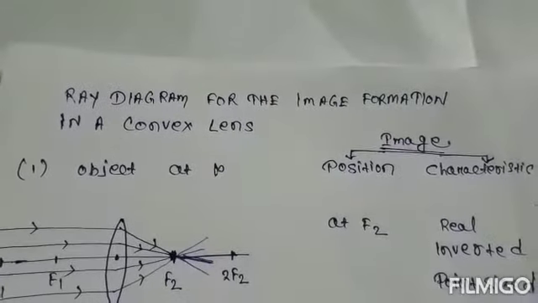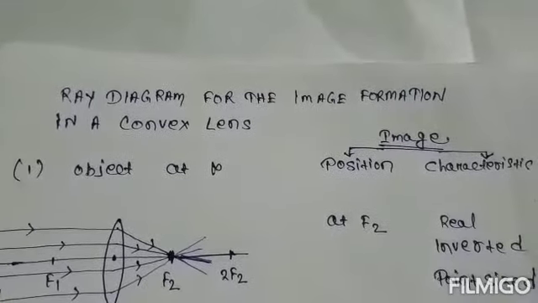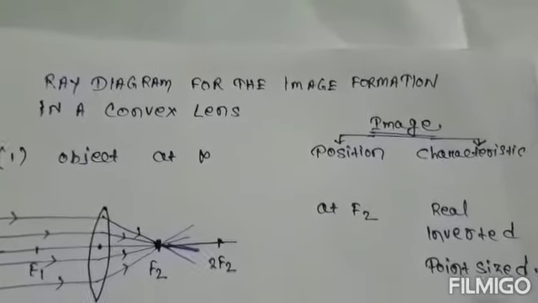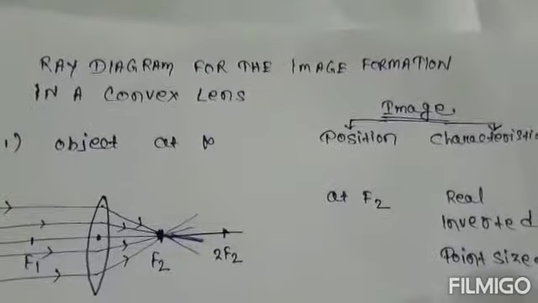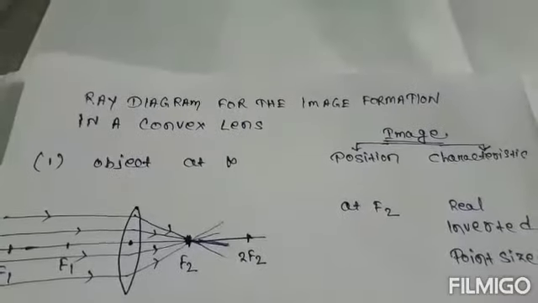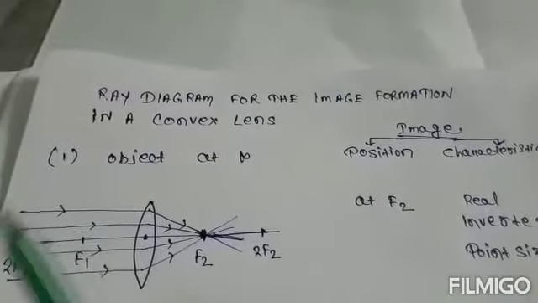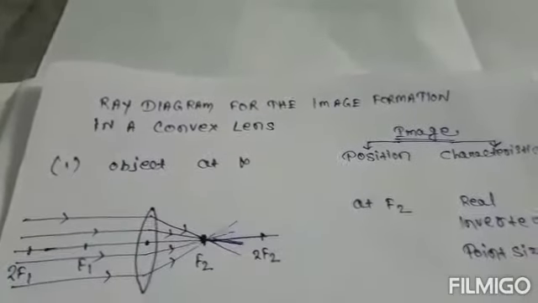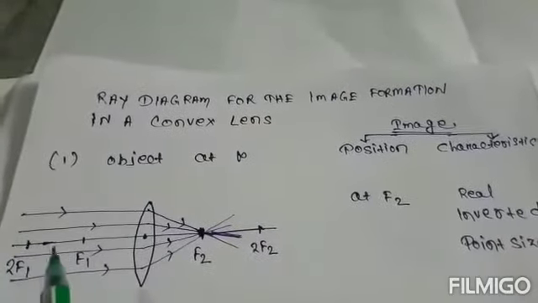In this video, I will explain the ray diagram for image formation in the convex lens. First, let us consider the object is at infinity. When the object is at infinity, we get parallel rays. That means the ray of light is parallel to the principal axis.